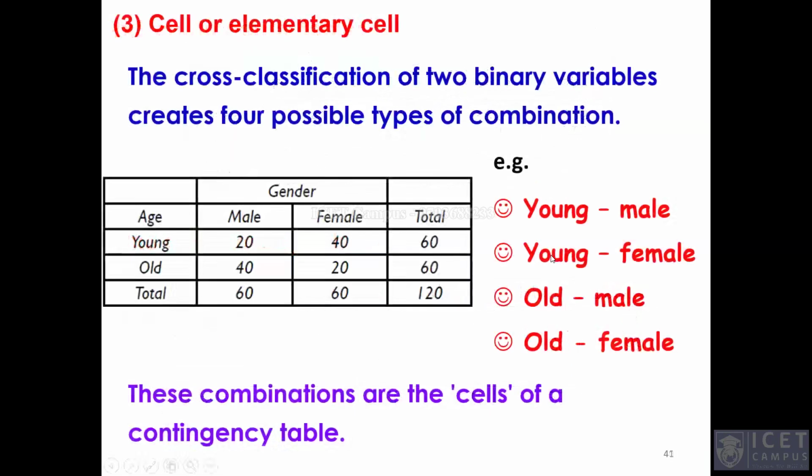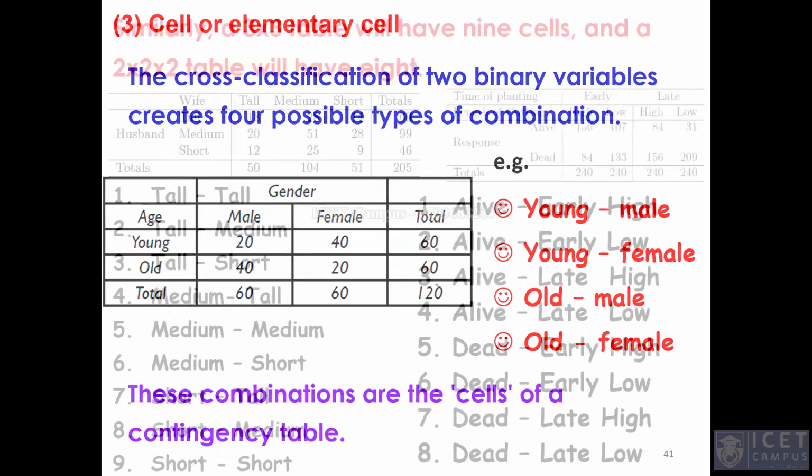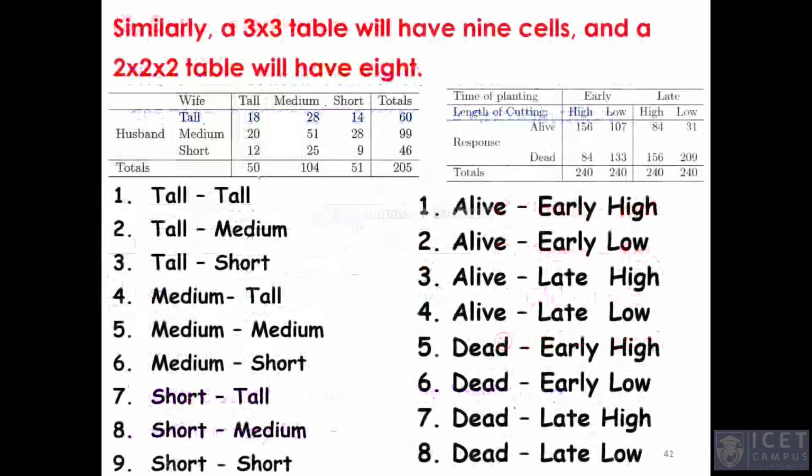Okay. The cell, or elementary cell, cross-classification of two binary variables creates four possible combinations. What is the combination? Young male, young female, old male, old female. This is the combination actually. These combinations are the cells of the contingency table. Here also it is the same: tall-tall, tall-medium, tall-short; medium-tall, medium-medium, medium-short; short-tall, short-medium, short-short. So that is one classification.